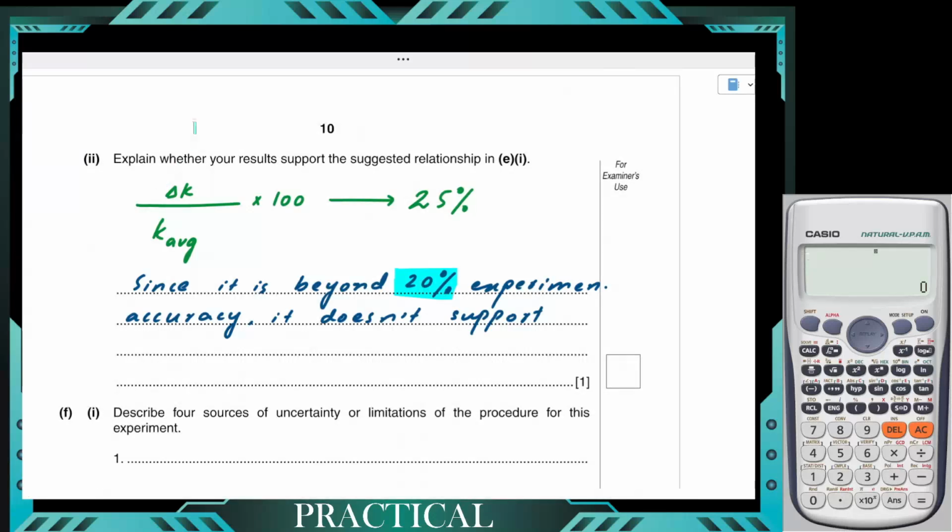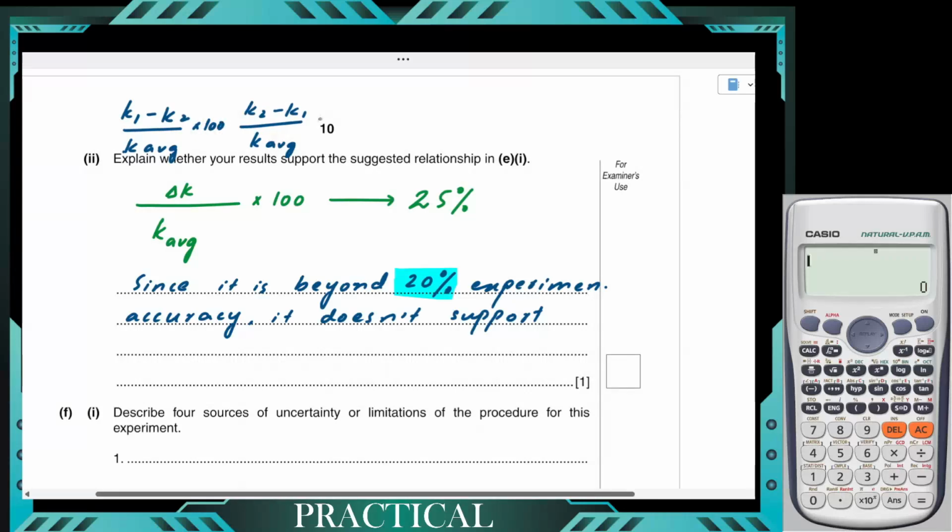So how do you find delta k? Once again, delta k has to be written with a positive sign. So you have to write the bigger value, then subtract the smaller value from that. If the first value is greater, then write k1 minus k2. If the second value is greater, then do k2 minus k1, divided by the average value. How do you take the average? First plus second divided by 2. And in order to convert it into percentage, you multiply by 100.